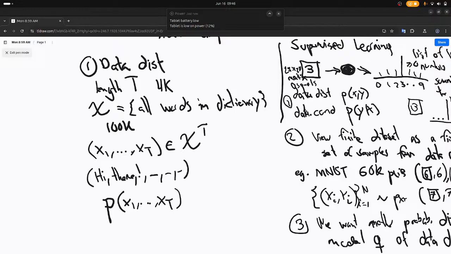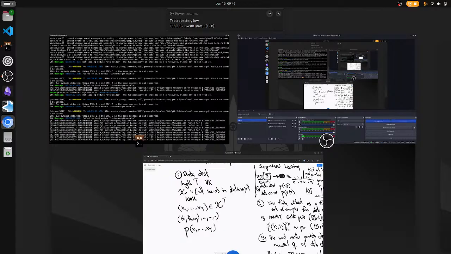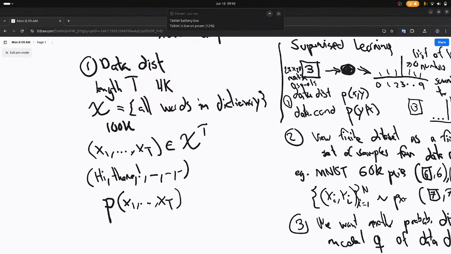Oh, now I don't have any power left, so I'll stop and continue later. Or do I? Can I just draw here? No, it will not work.